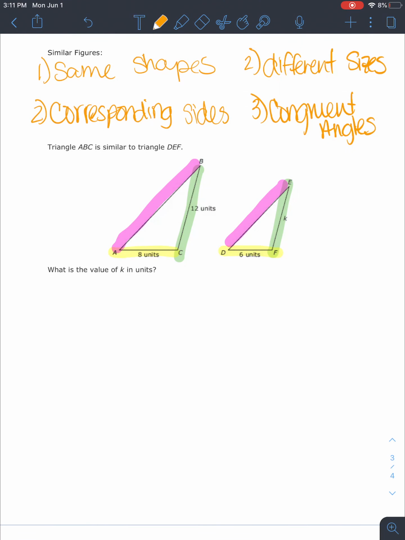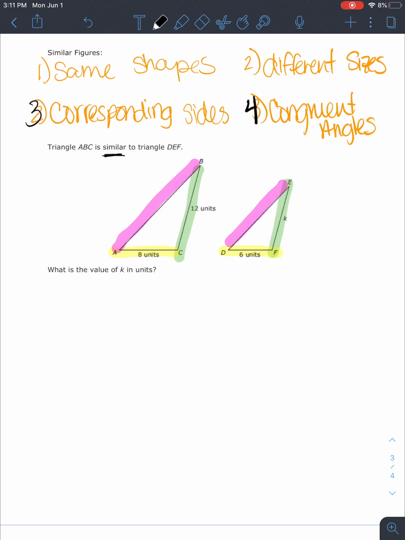Okay, I very quickly wanted to talk about similar figures and go more into the definition of what similar figures are. So these two triangles right here are similar to each other. When you see somebody say these are similar figures or these two triangles are similar to each other, it means four things.